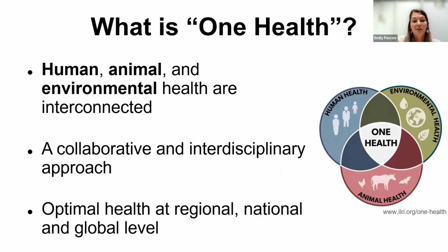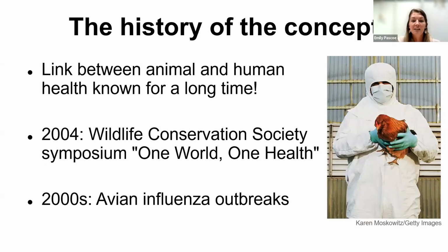things. And so it takes a collaborative and interdisciplinary approach to make sure that each of these three sections of the One Health are taken into account in order to provide optimal health at the regional, national, and global level for humans, but also for animals and the environment. So like I said, it's not a new concept. People have known about the One Health concept for a really long time, particularly the link between human and animal health. But it was not until 2004 that it was formally formulated and acknowledged as a way of implementing research or the way that we live our lives.